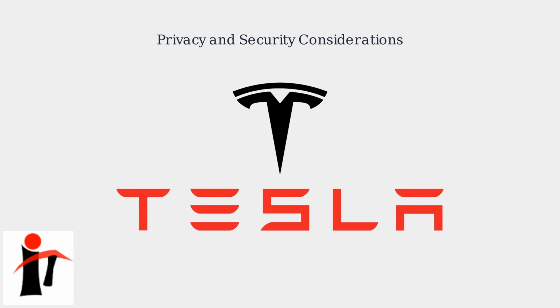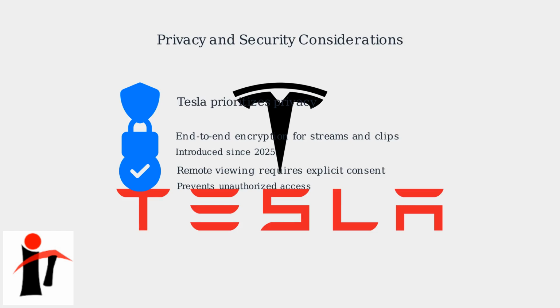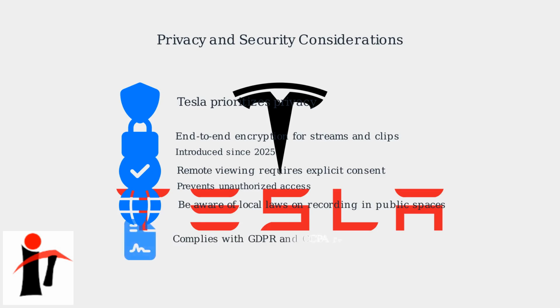Tesla prioritizes privacy in its camera features. Since 2025, they've introduced end-to-end encryption for streams and clips to protect your data. Remote viewing of camera feeds requires your explicit consent to prevent unauthorized access. Make sure you are aware of local laws regarding recording in public spaces. These features comply with regulations like GDPR and CCPA.